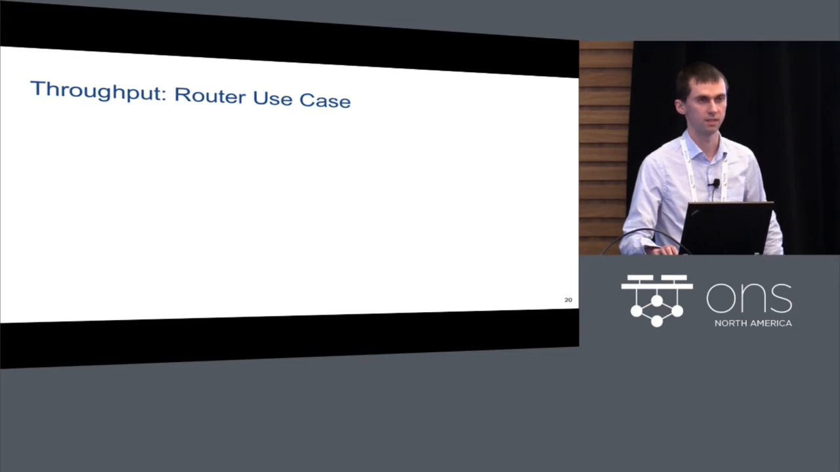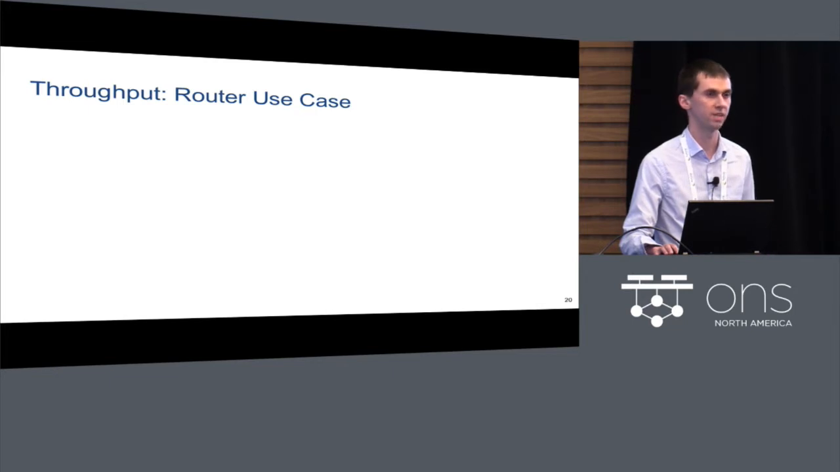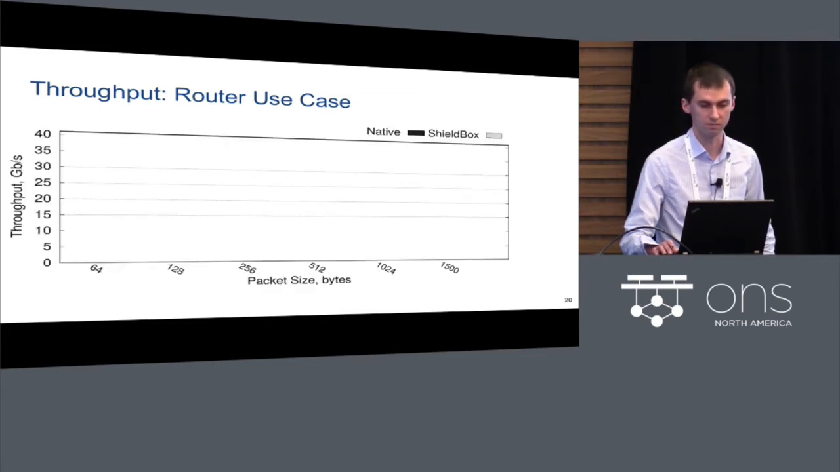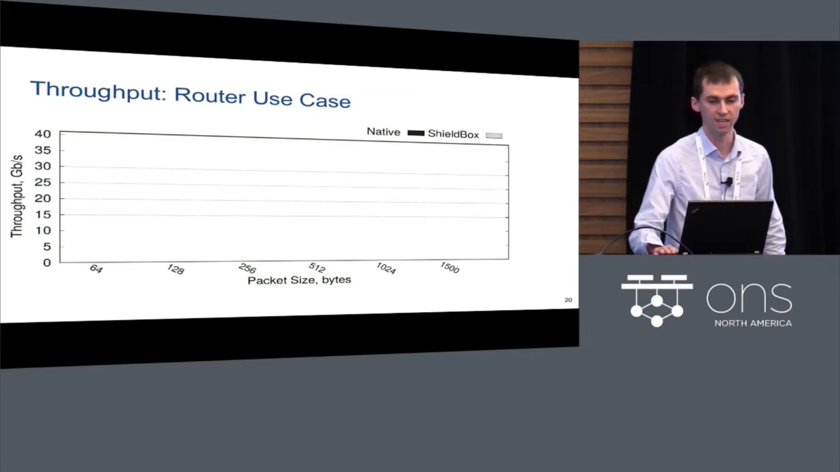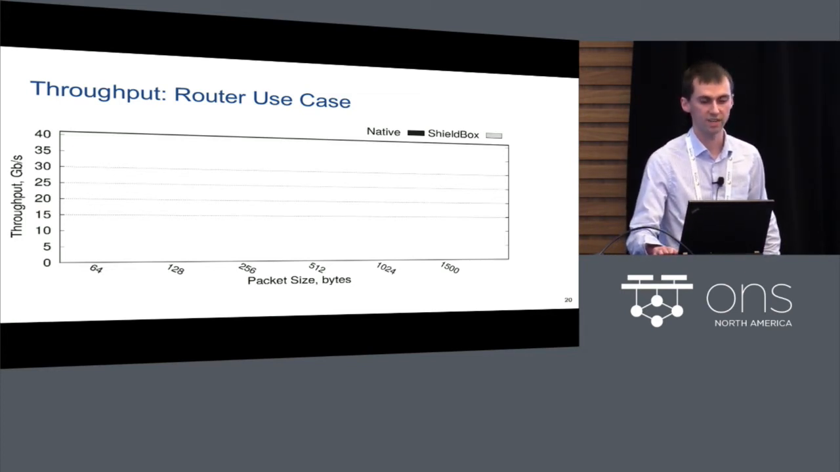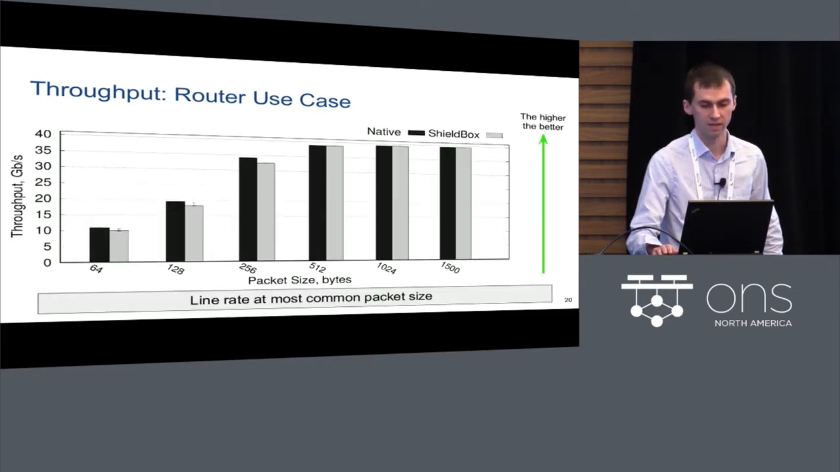So first of all, we consider the throughput of the router use case. It is basically an IP router implemented based on Click elements. It's a very simple configuration. And we measure the throughput on the output of the system. We consider native Click and ShieldBox, and we change packet sizes and measure throughput. The higher the throughput, the better. The evaluation result shows that we are constantly within a few percent of the native version, and we achieve line rate with 512 byte packets, which is quite a common packet size.